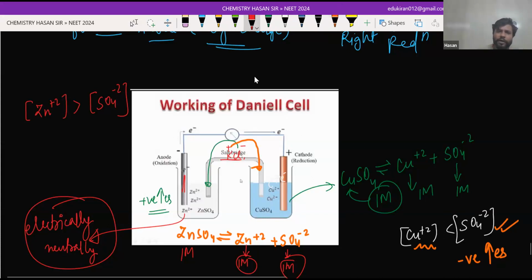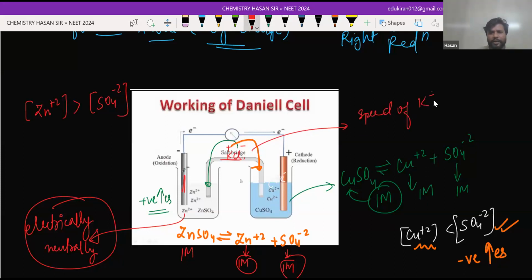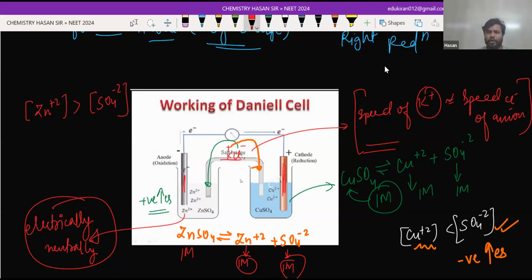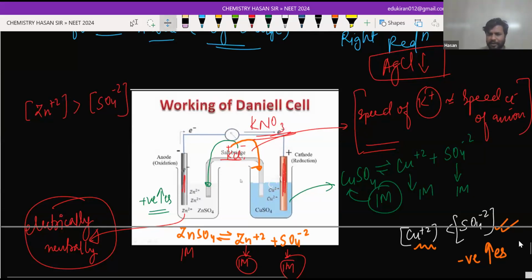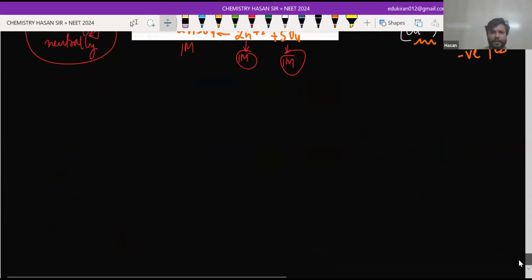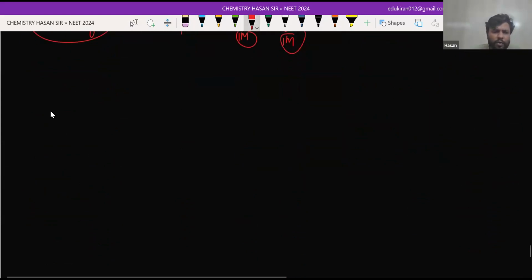One more thing which is very important: the speed of this cation or anion, speed of K+, I'm going to write, that means cation, will be almost equal to speed of anion. This question has been asked. Anion, that means Cl minus. Is that clear? Yes, sir. There are some conditions to use KCl. You cannot use KCl when you have silver electrode because it reacts with silver and makes a precipitate. So generally we use KNO3 and all. Basically, there are some conditions for this salt bridge. Okay. Now, do you know how to represent?